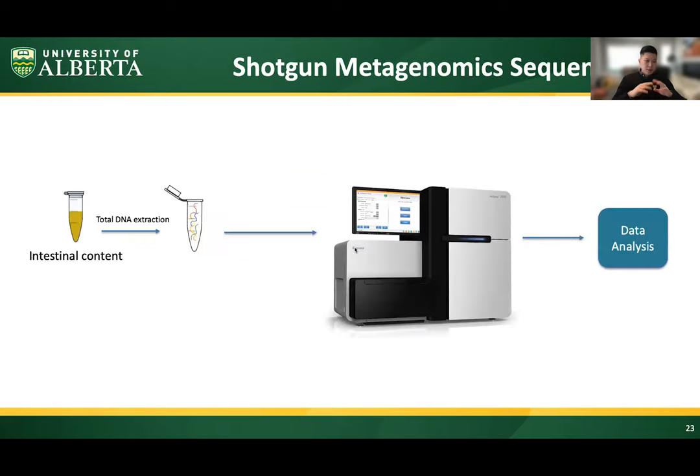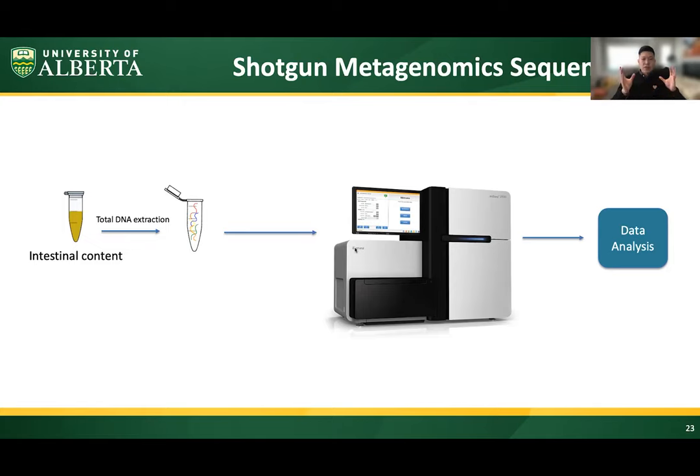We extracted the whole genomic DNA again from their cecal content and submitted the samples to Genome Quebec to perform shotgun metagenomic sequencing. Compared to 16S rRNA amplicon sequencing, like I mentioned before, shotgun metagenomic sequencing not only sequences the taxonomic part of the bacteria, it also sequences all DNA present in the sample, which can give us higher resolution on bacterial taxa and a more comprehensive understanding of the microbial functionality.